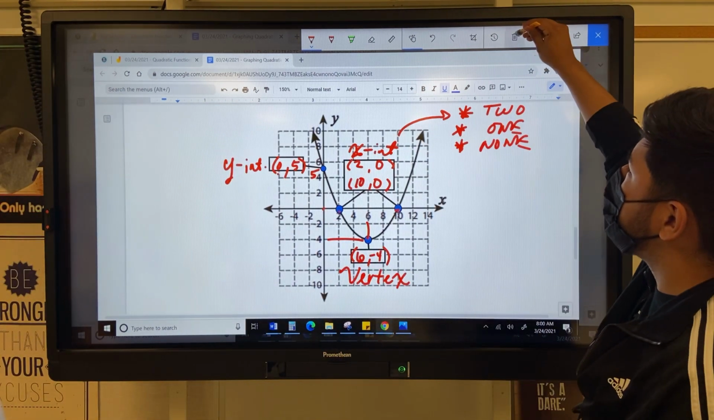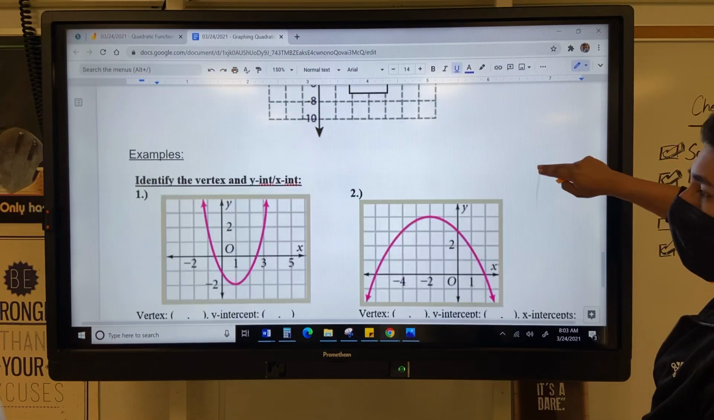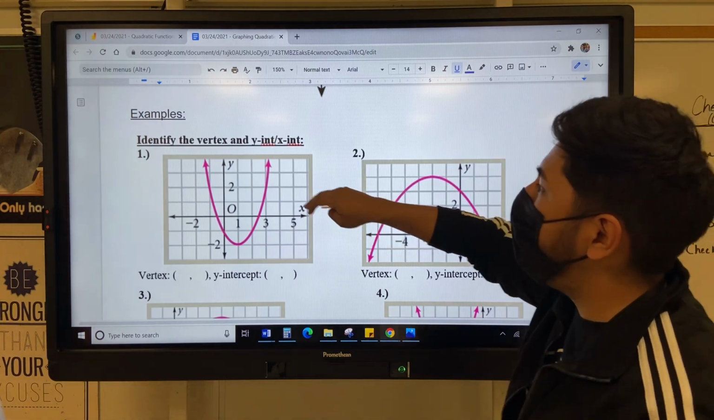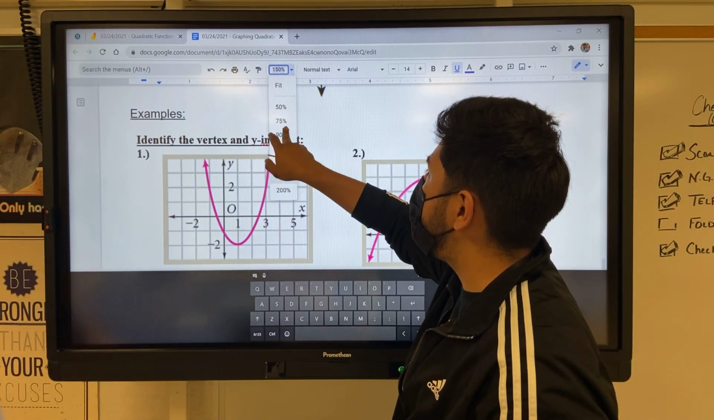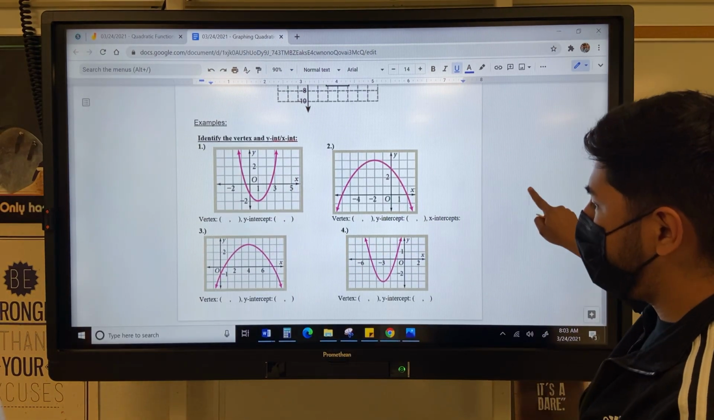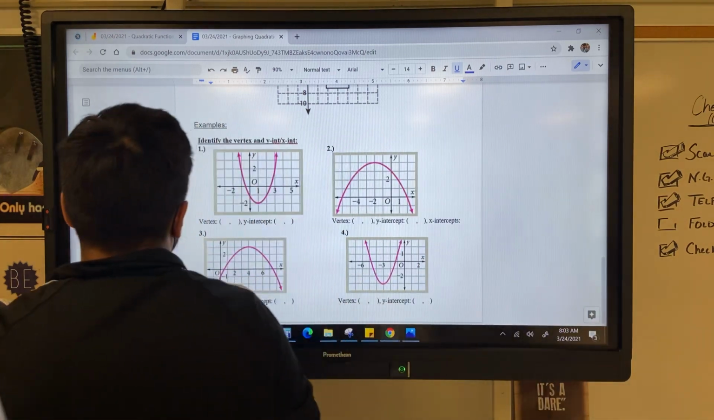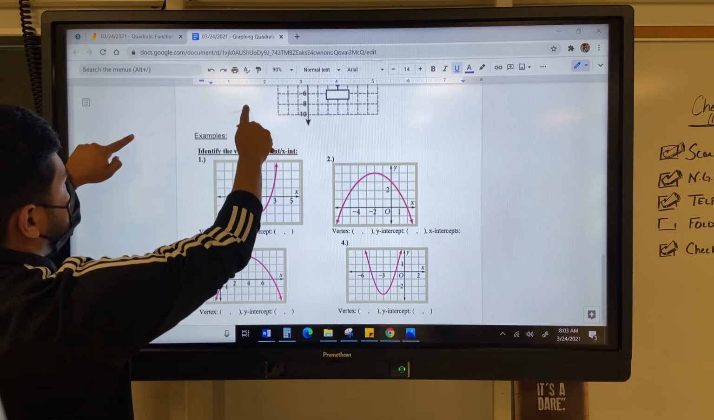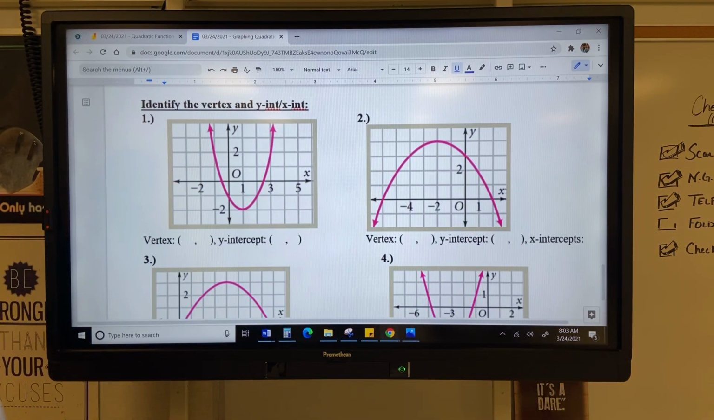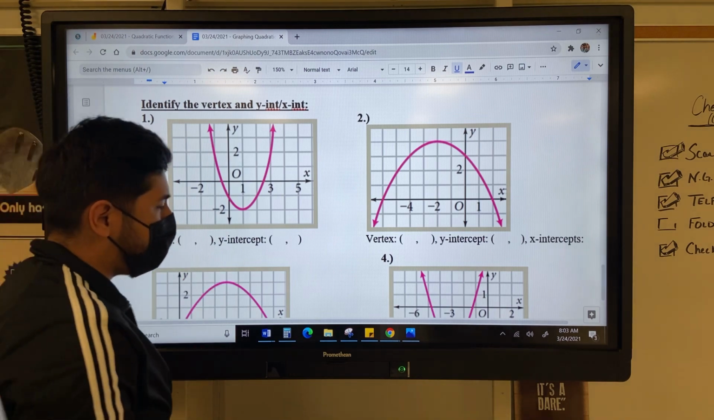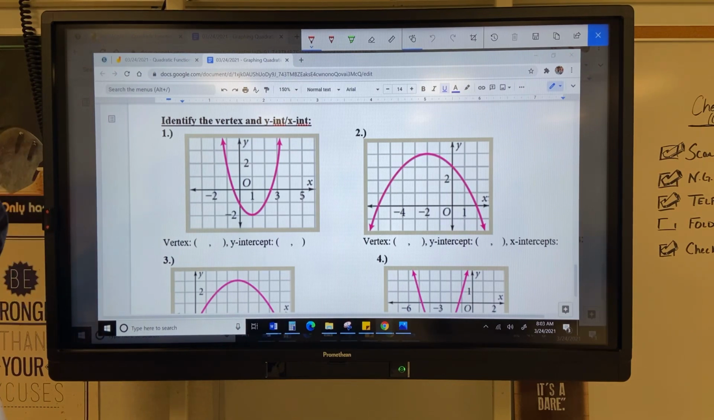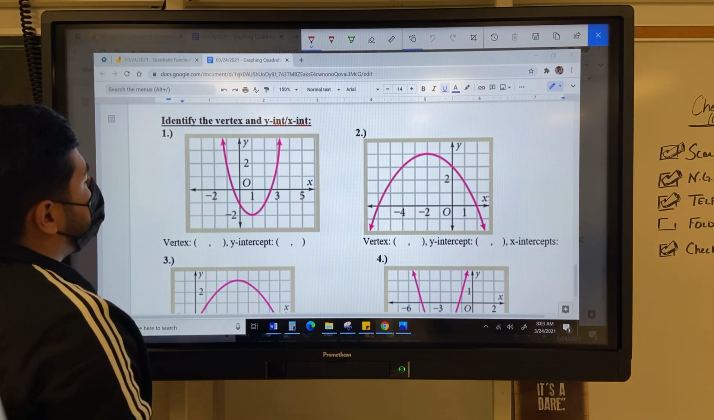Examples, and then I'll go over the quiz. Alright, so it's right here, it says identify the vertex and the y or the x-intercept. So like I said, just depending on the problem, we'll look at it as this. It's not doing what I want. No worries. Alright, first one, identify the vertex and the y-intercept. That's okay. Alright.